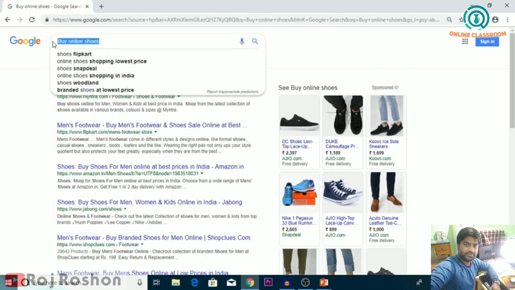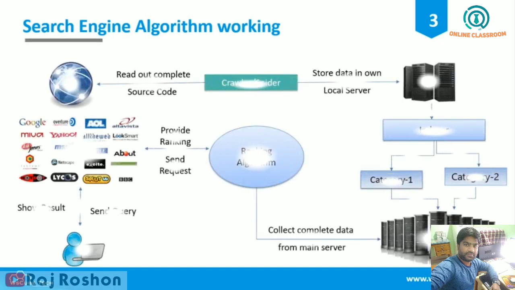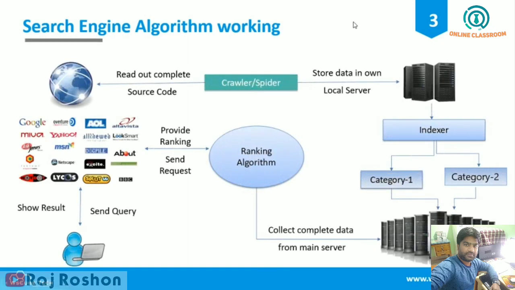After that, what does this search algorithm do? Now the search algorithm will search all over, in all the websites it will go, and it will find out what you have written. Whatever is available and is closest to your requirement, it will give you.